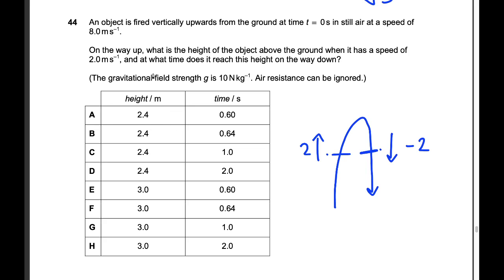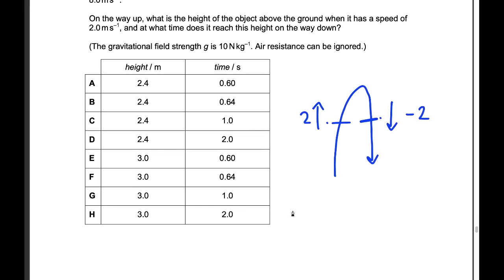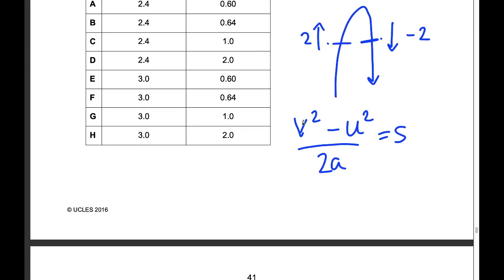We're looking for first, what height does it reach when it's at 2 meters per second? We can use a SUVAT equation for this, so I recommend you memorize these. I'm not going to use u plus v over 2 times t at all. I'm going to use v squared minus u squared over 2a equals s. That one gives me my displacement. I usually remember it as v squared equals u squared plus 2as, but I just rearranged it.